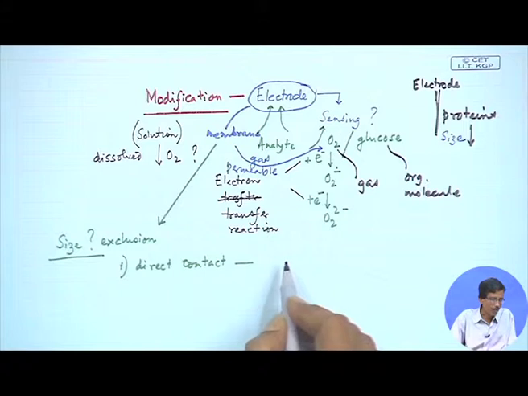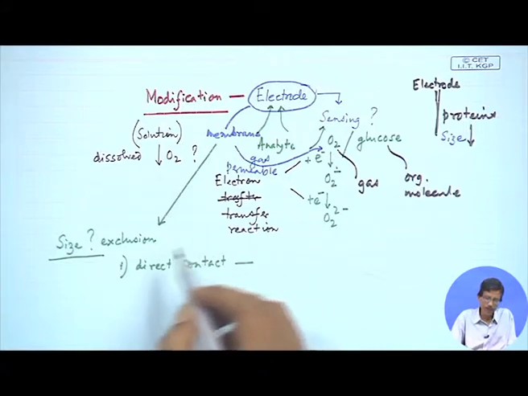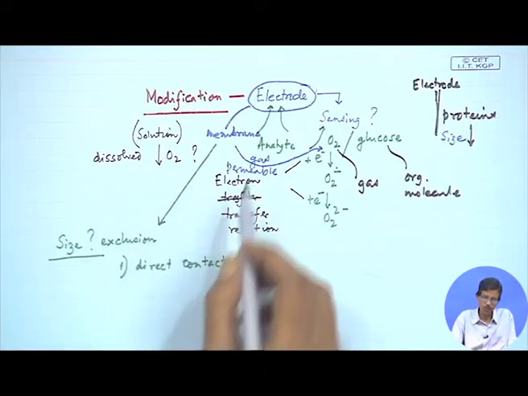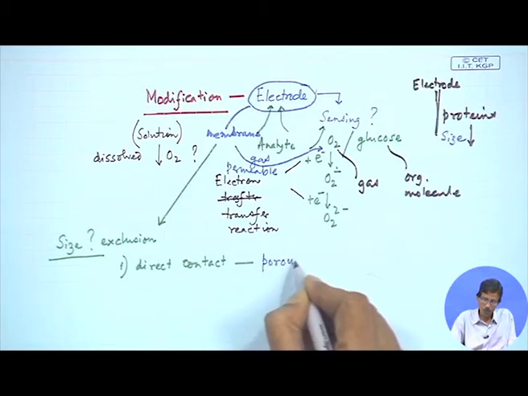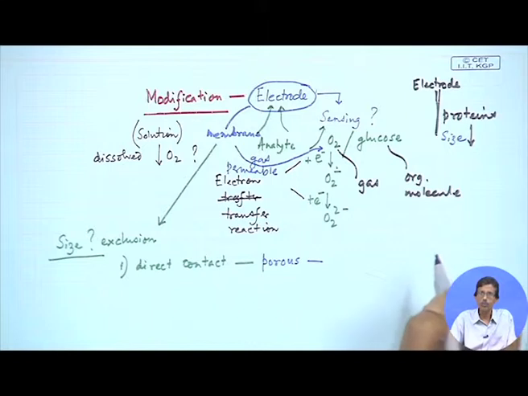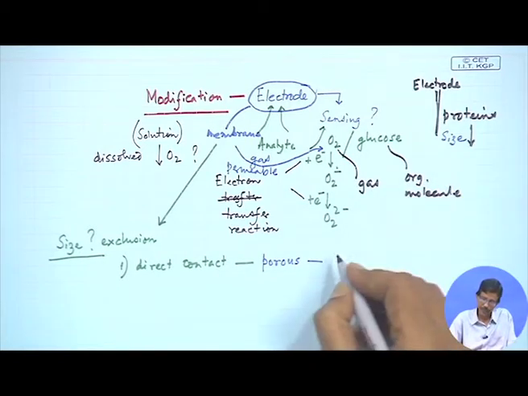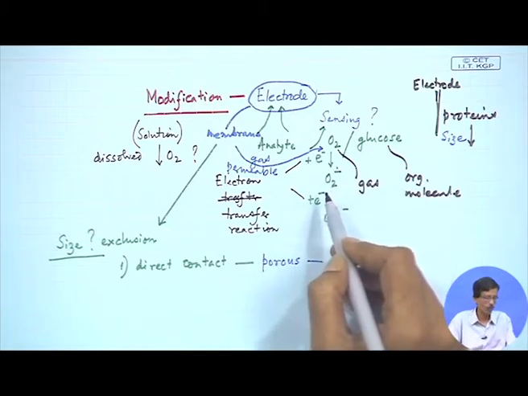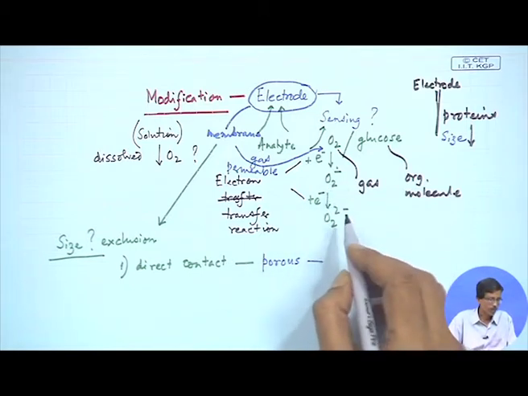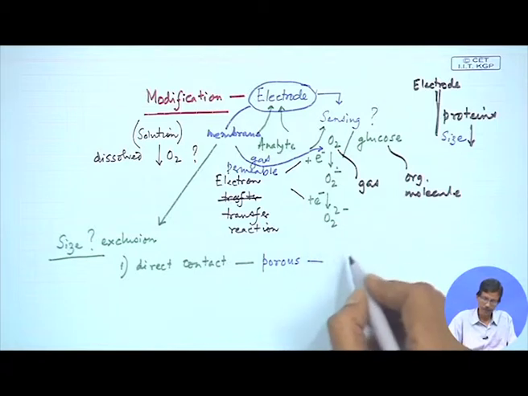So, instead of direct contact with the electrode, we can put a size exclusion membrane. We should go for something which is porous. A porous membrane we should fix, such that the species of our interest, whether it is a protein or an O2 molecule, that means the gas molecule, can only traverse.